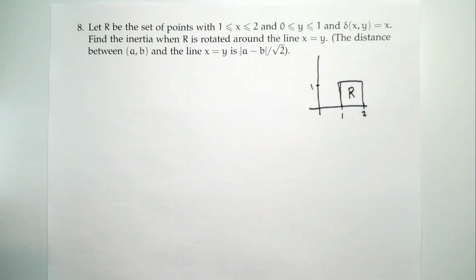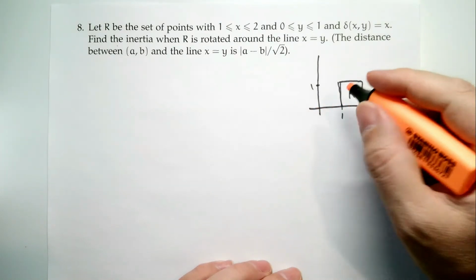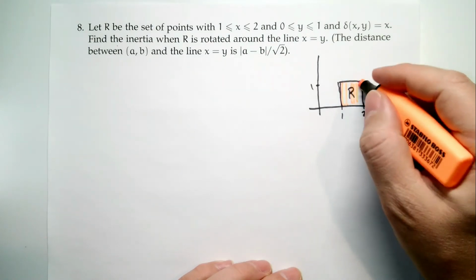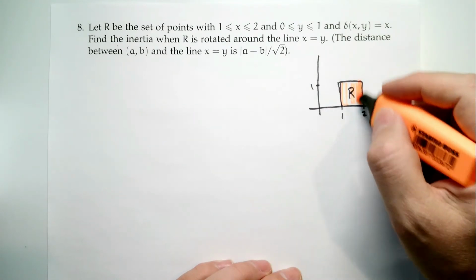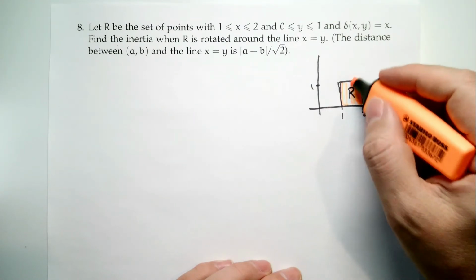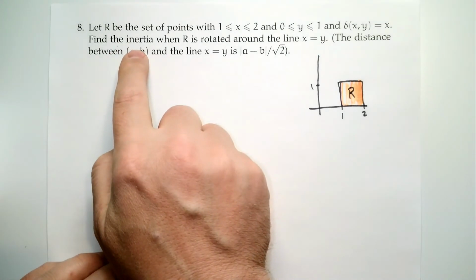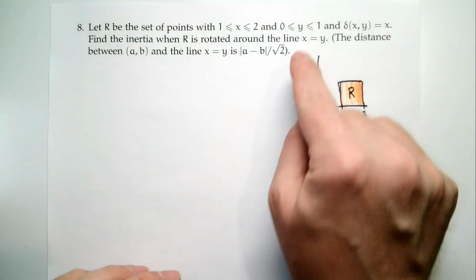What does that mean? That means that the further out you go in the x direction, the more dense it is. So over here, not very dense, but on that right-hand side, extremely dense. So we're more dense to the right. Good. Find the inertia. Okay, that's not so bad. When we rotate around the line x equals y.